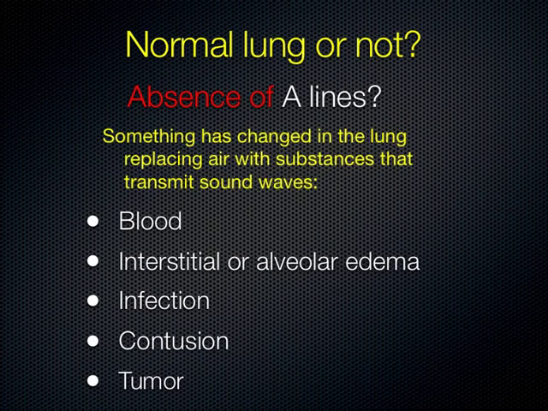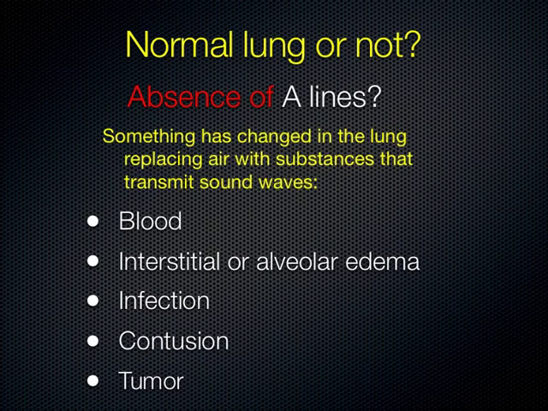Okay? Good questions. So when you're wondering whether you have normal lung or not, you're looking for, well, are the A lines gone? Because if the A lines are gone, then that means there's not air there. Something else has replaced the air in the lung, and that could be anything. That could be blood. It could be edema, infection, contusion, tumor. Any number of things can obliterate the A lines, and then you have to start thinking what has taken its place.